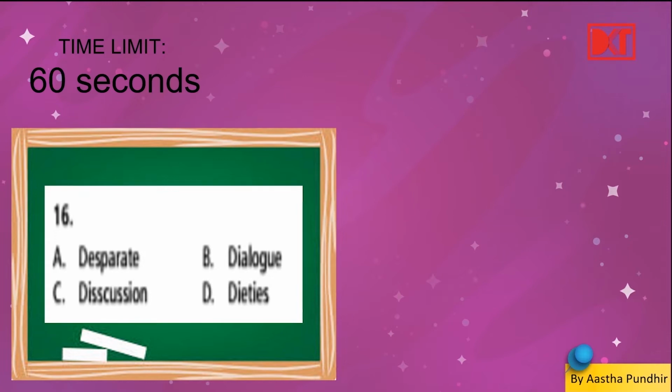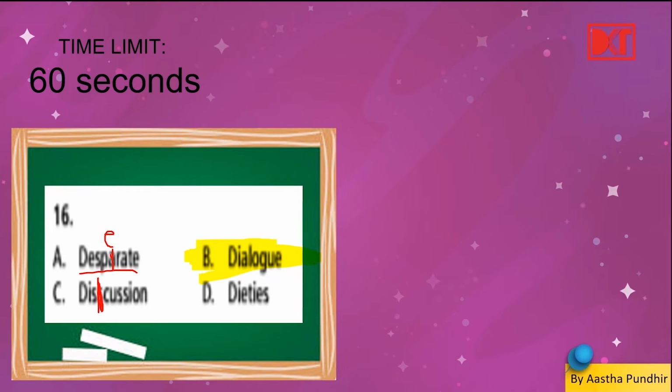Okay, here the correct answer is B, dialogue, whereas the others you see desperate. Now desperate is spelled as DESPERATE. Yes, instead of this A you get an E. Then discussion. Here we're supposed to have a single S.